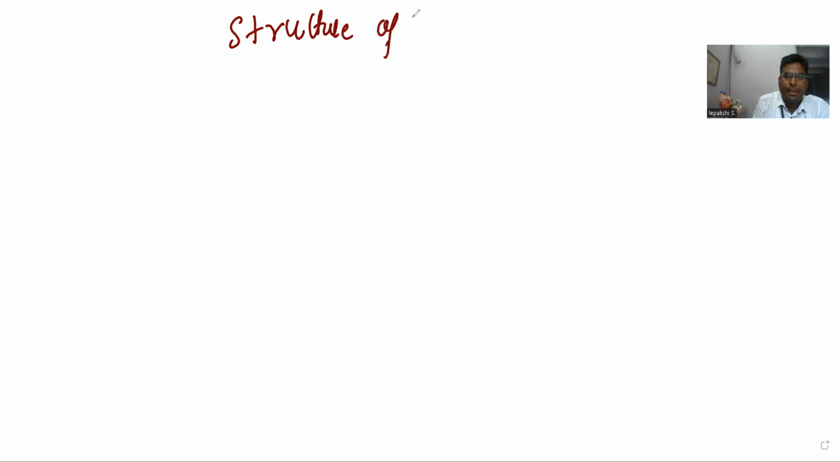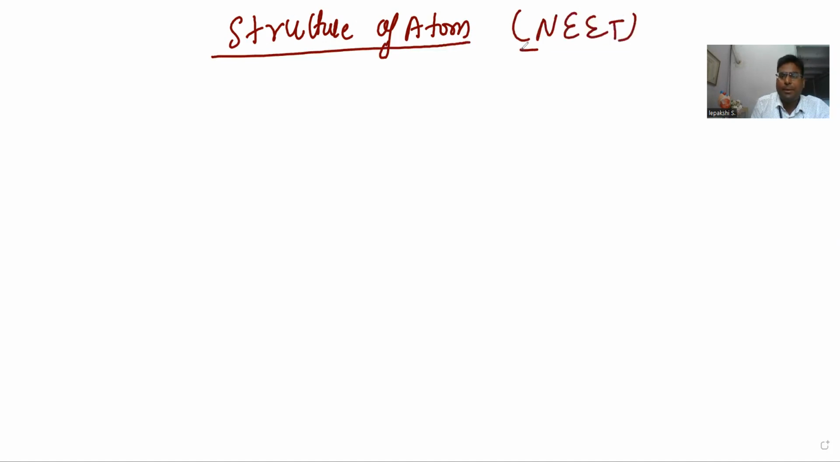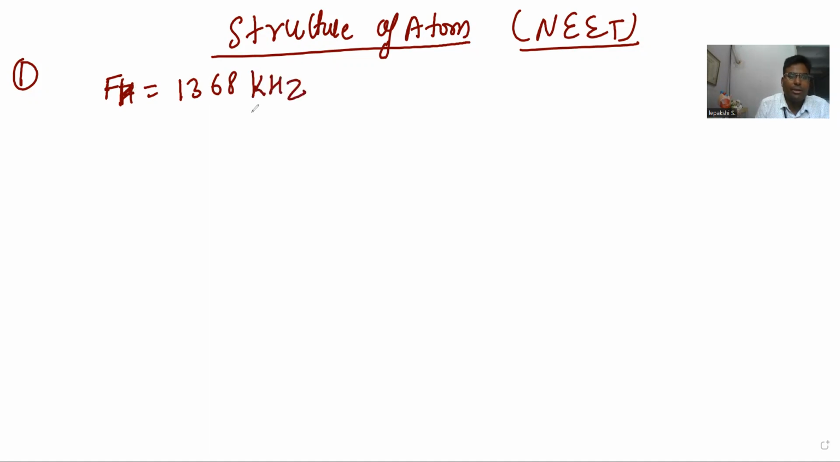Structure of atom. So today we'll solve the numericals based on structure of atom, NEET previous year paper. Right. So the first question, which was asked in 2021: a particular station of All India Radio, New Delhi, broadcasts on a frequency of 1368 kilohertz. Kilohertz is the unit of frequency.